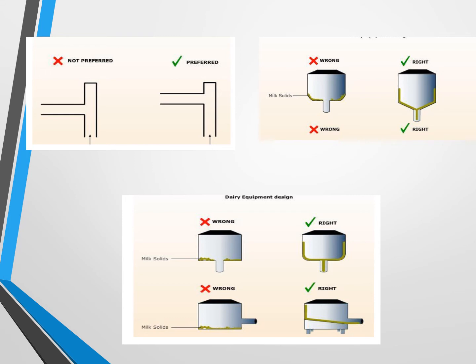Okay, and in the next, you can see that the outlet is above the ground. So all the product will not go out when you open the valve, but in case of the right figure, you can see that they have given some kind of slope. So whenever you put something inside the tank, all the product will go out from the outlet. So these are some basic hygienic designs of the dairy equipment.